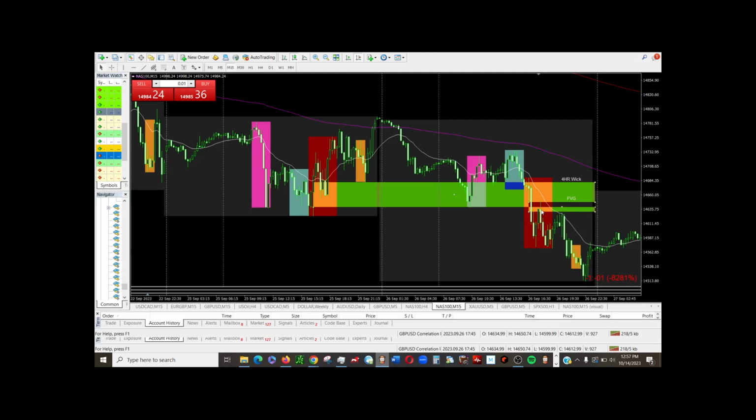When price moves out and closes here, this can be your entry, but you can also wait for price to come back and try to touch the fair value gap again and then take your entry.